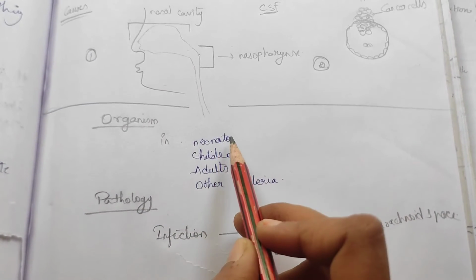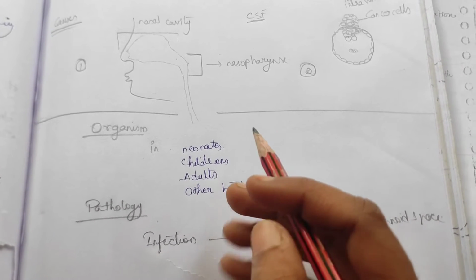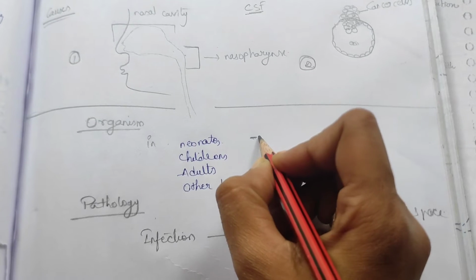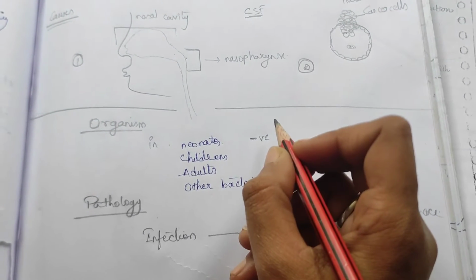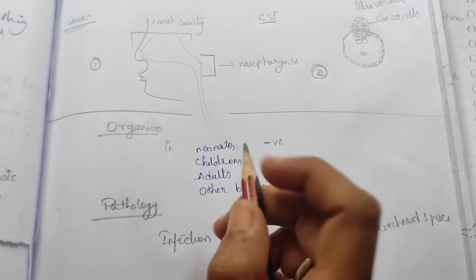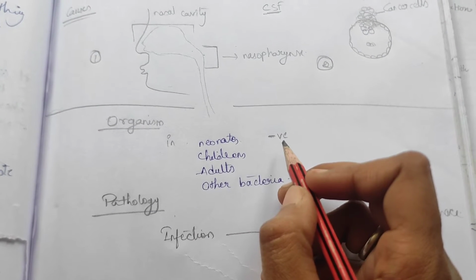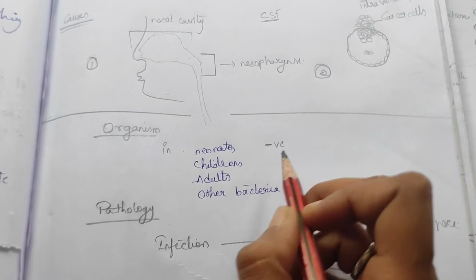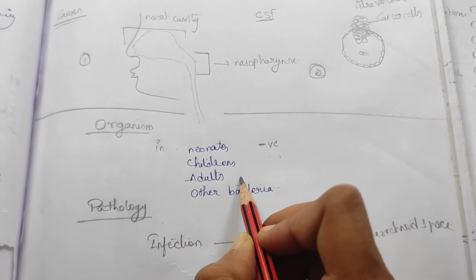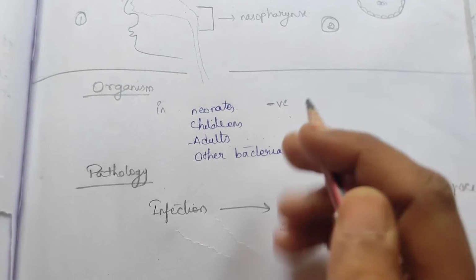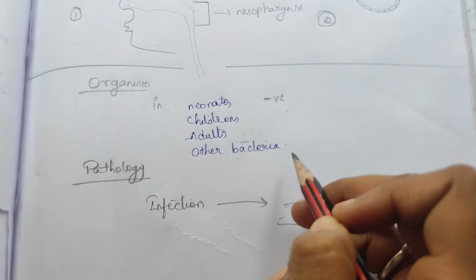In neonates, that is newborns, the bacteria are gram negative bacilli, for example E. coli, Klebsiella, Haemophilus influenzae. In children, the infection is caused by Haemophilus influenzae, pneumococcus and meningococcus. In adults, it is pneumococcus and meningococcus. Other bacteria are, for example, listeria and streptococcus.